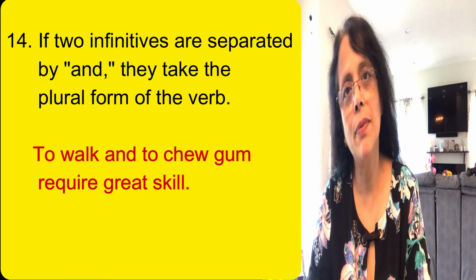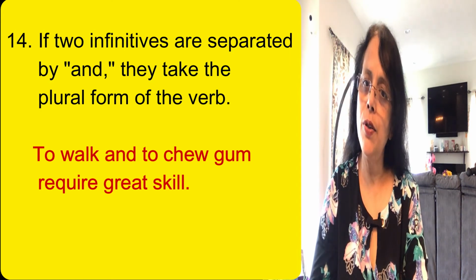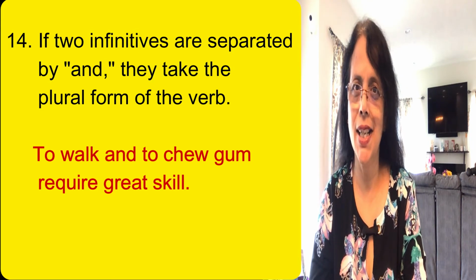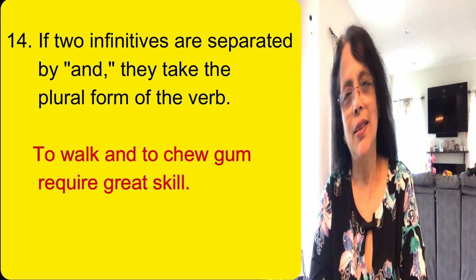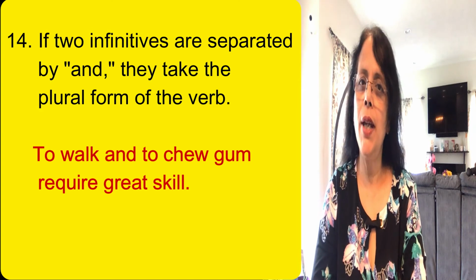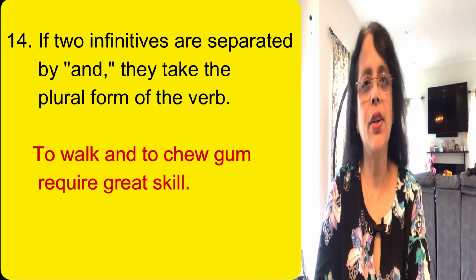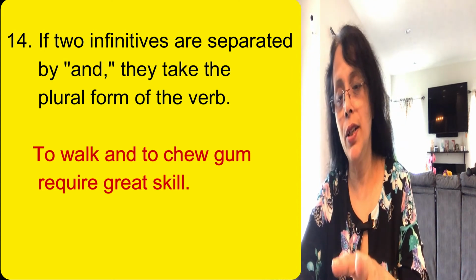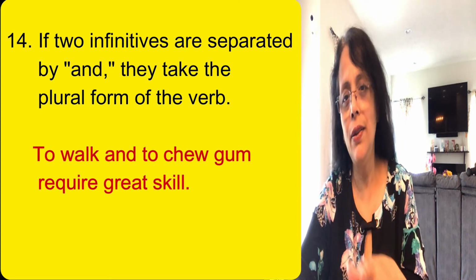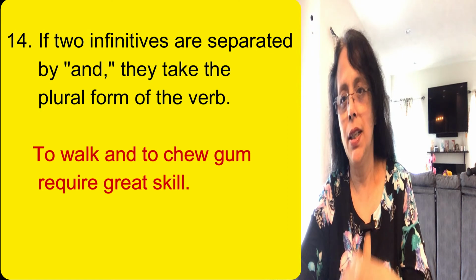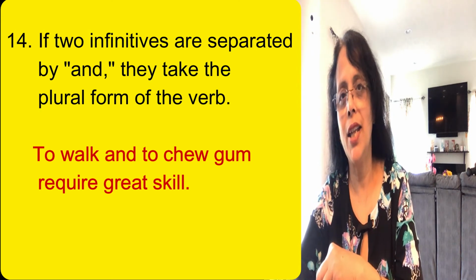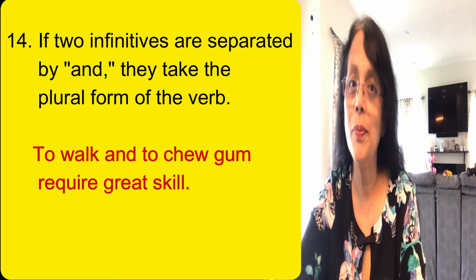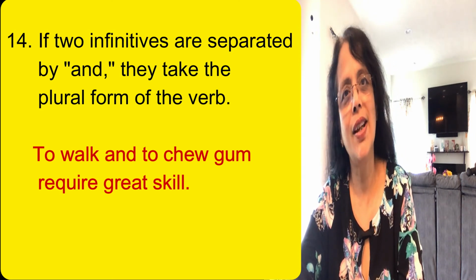So, look at the example now. To walk and to chew gum require great skill. Is it? Let me try once. Maybe. To walk and to chew gum require great skill. We should try. Come to the point. Here there are two subjects and they are infinitive forms of the verb. They are separated by and. So which form of the verb are we using? We are using, tell me, plural form of the verb. Yes, right. Good. Great.